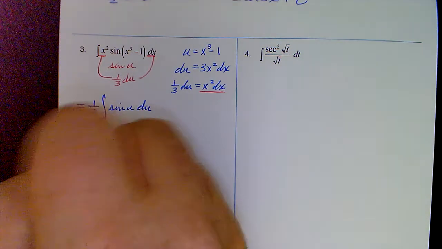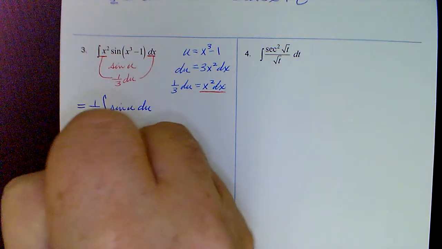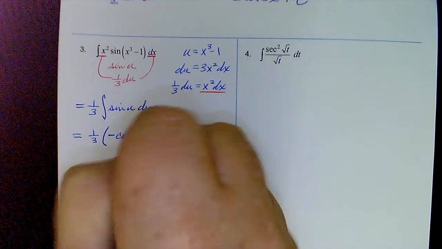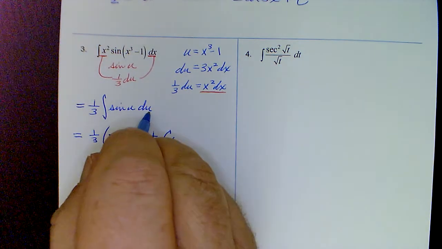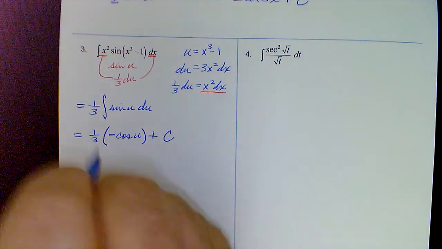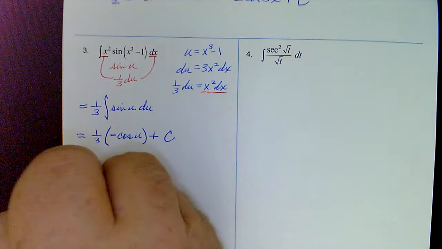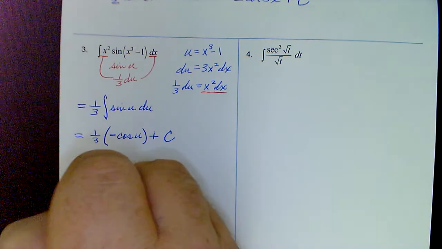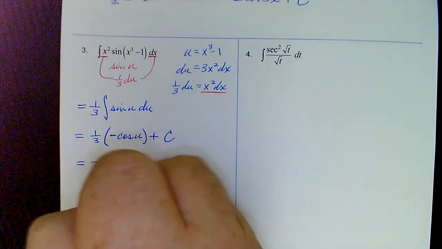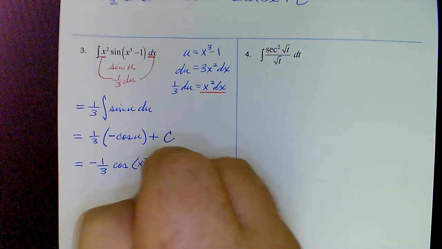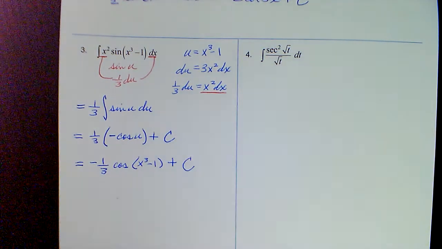Okay, integrating sine, that's negative cosine of u. Add our constant at that point, notice how the integral symbol, the du, was dropped. Once we integrate, and we pick up the constant of integration, and then we back substitute, so negative 1/3 cosine of our u, which was x cubed minus 1, and don't forget to carry the constant.